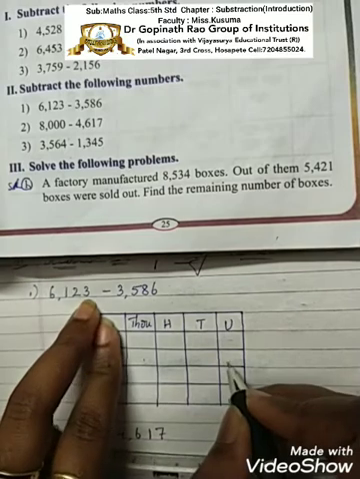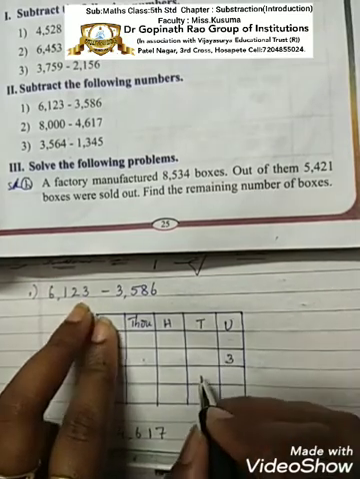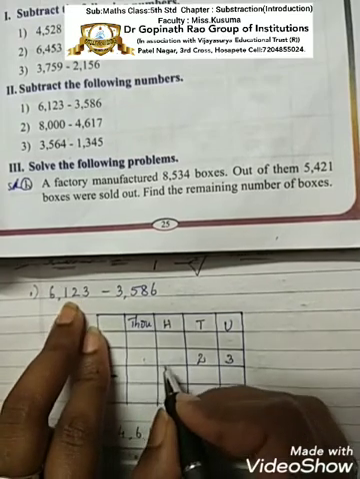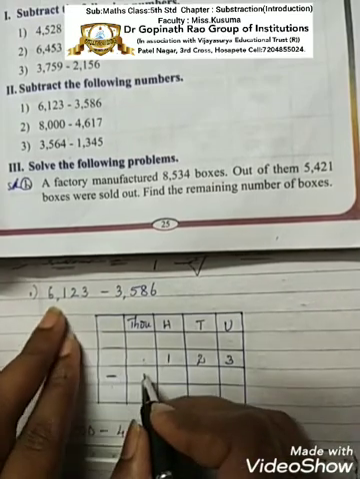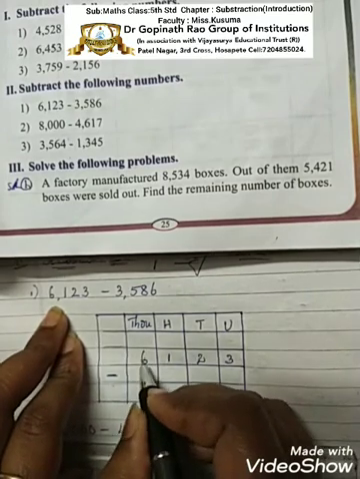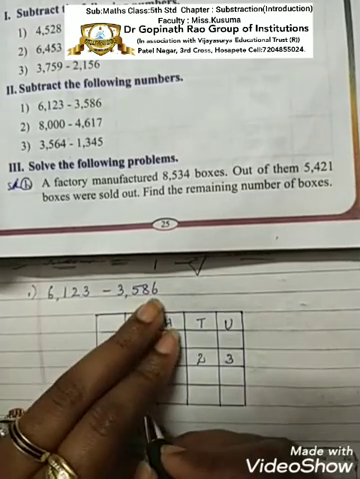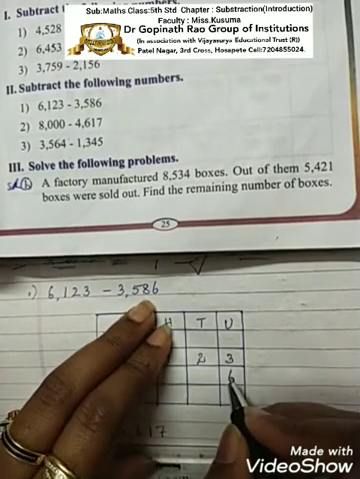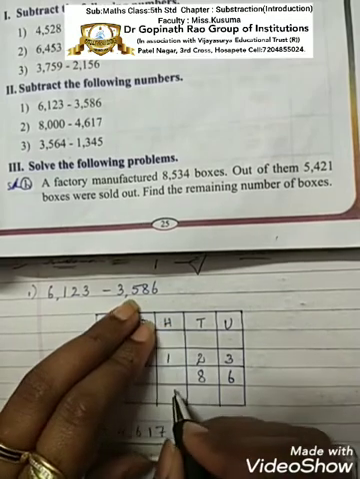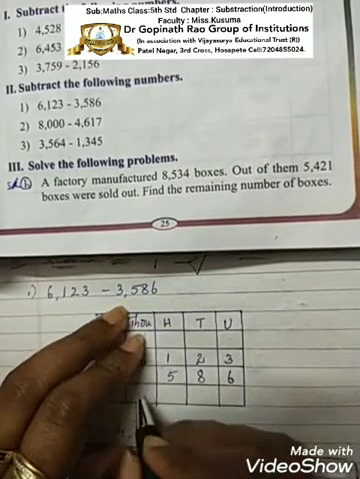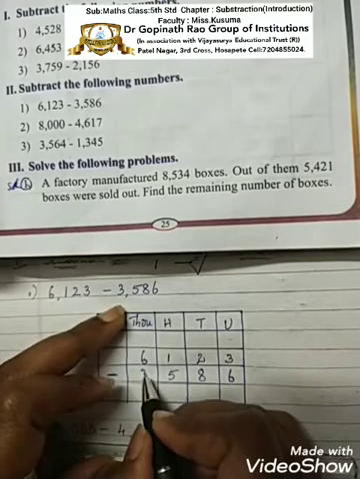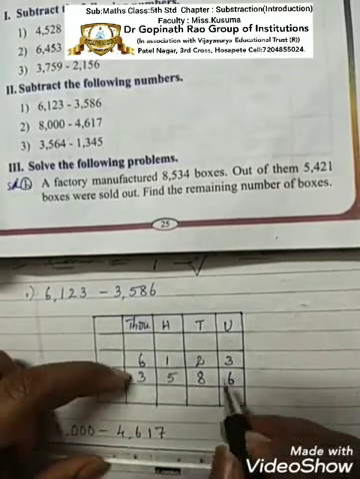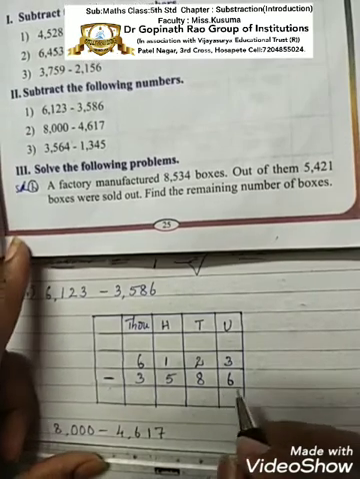Okay, see what they have given in the units place. 3. Next 2 is in which place? Tens place. And 1 is in which place? Hundreds place. 6 is in which place? Thousands place. And the next number, 6 is in which place? Units place. Next 8 tens place, 5 hundreds place, 3 thousands place. Now we have substituted the values. Now let us try to subtract the numbers.